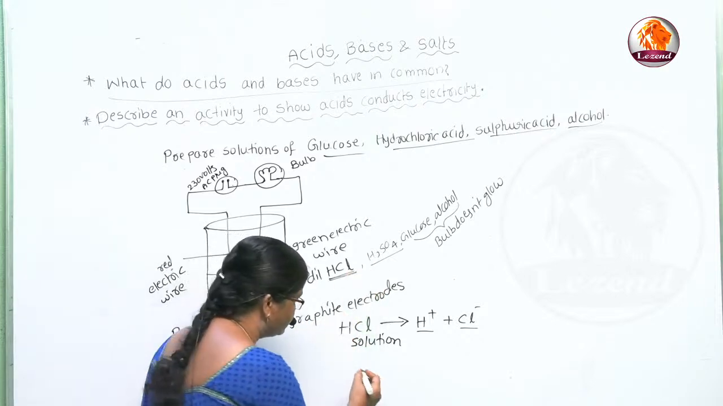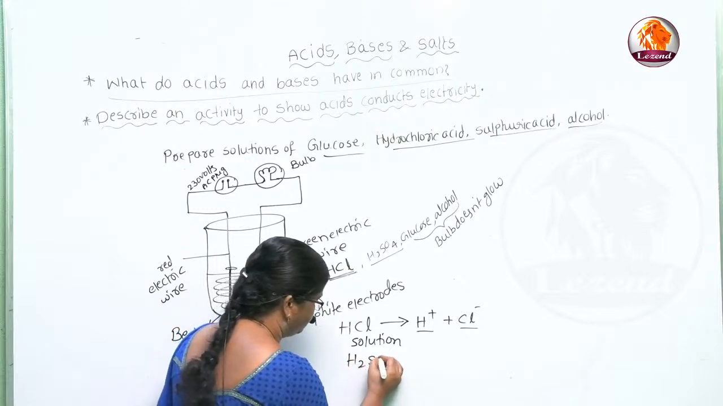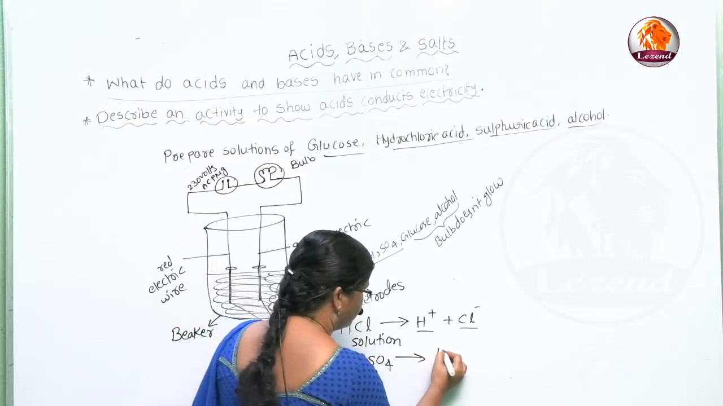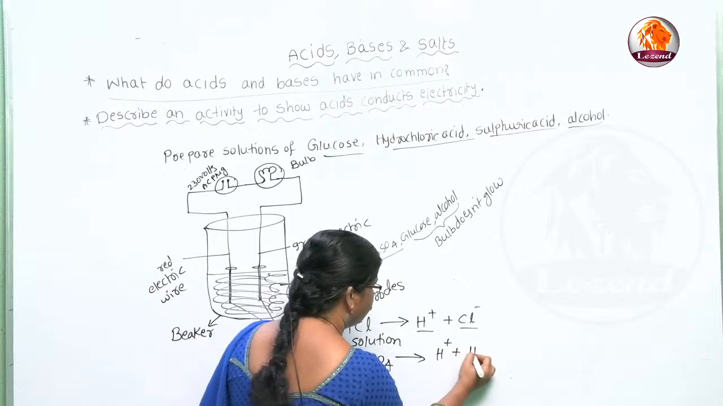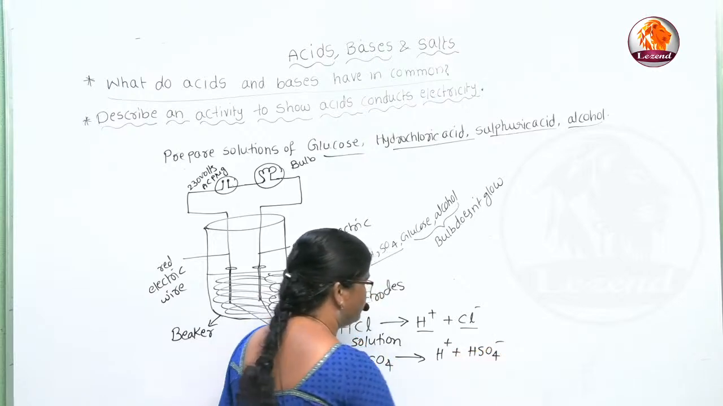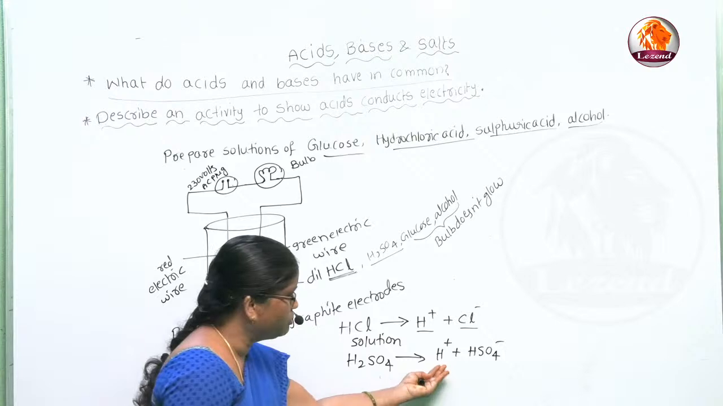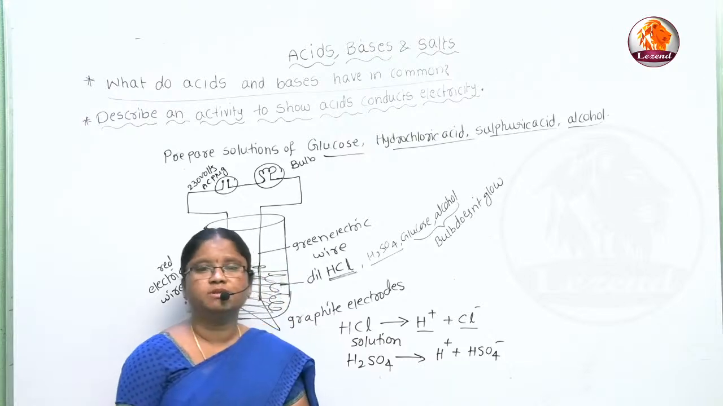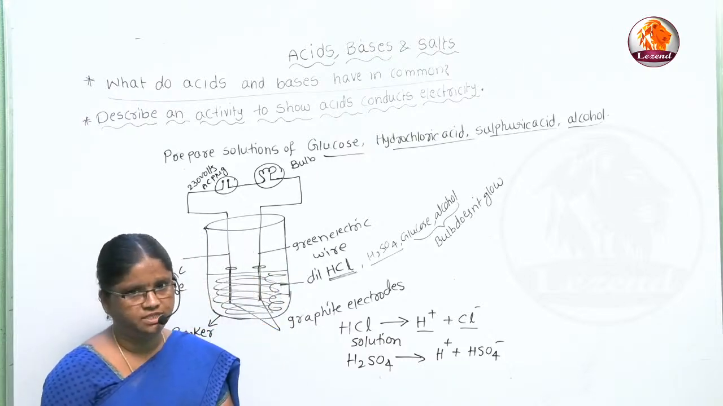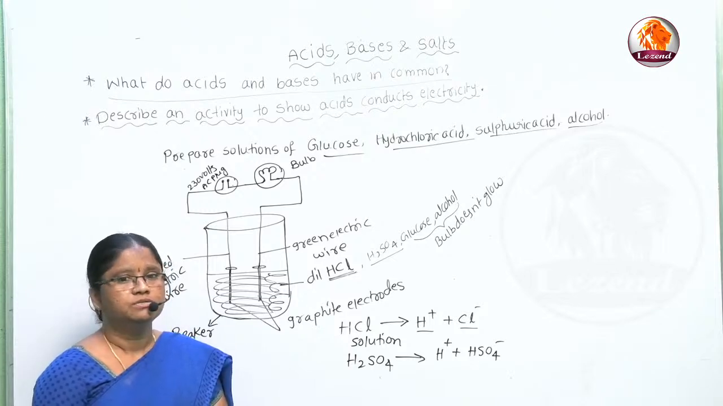In the same way, sulfuric acid solution also, H2SO4. It also dissociates into H plus ions and HSO4 minus ions, bisulfate ions. Okay, this movement of ions is responsible for the flow of electric current within the solution.